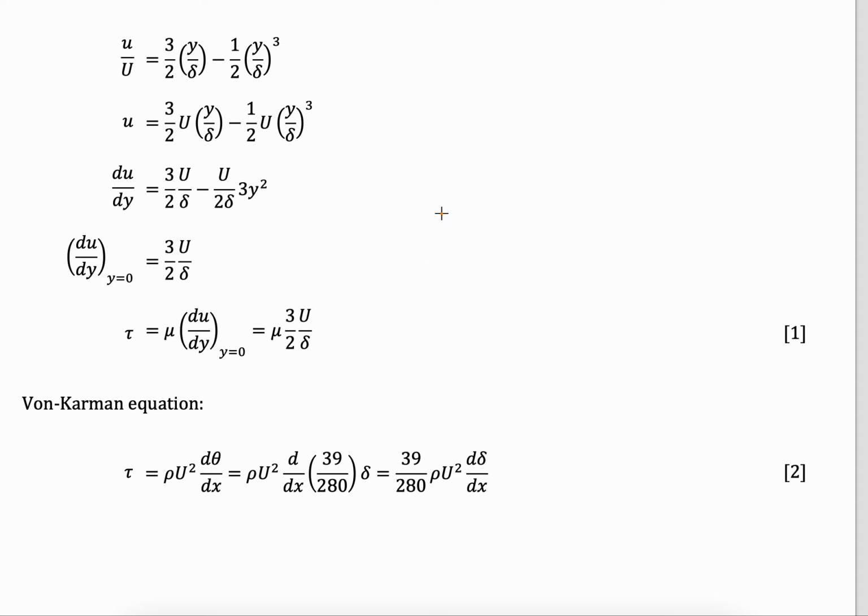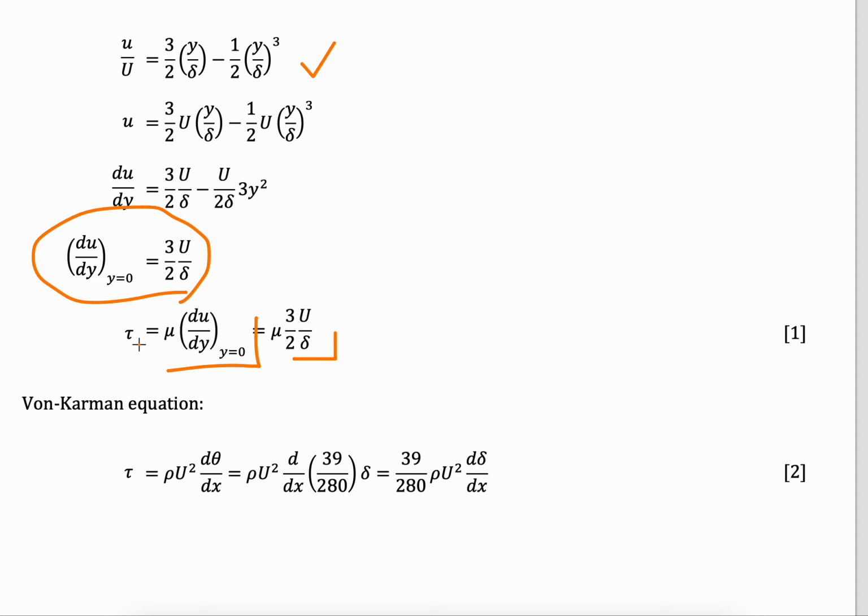Okay, to calculate the theta and also the delta, we could start from Newton's law of viscosity. So we have this term, tau is equal to mu du/dy at y equal to 0. And from this equation, we could calculate the value of du/dy at y equal to 0 as 3U over 2 delta. And then we substitute into this one.